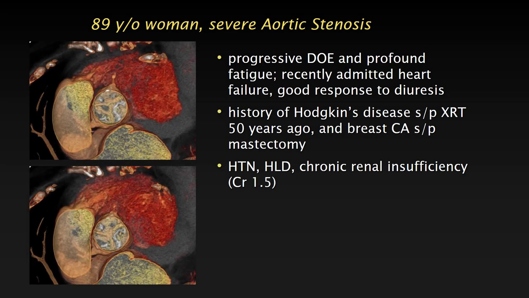So when we look at her history, she has progressive dyspnea, profound fatigue. She was recently admitted for heart failure. She responded well to diuresis, though. But she also has a history of Hodgkin's. She had radiation 50 years ago, and she had a history of breast cancer with mastectomy. Many of these patients have very complex histories with all kinds of diseases accumulated over a long lifetime.